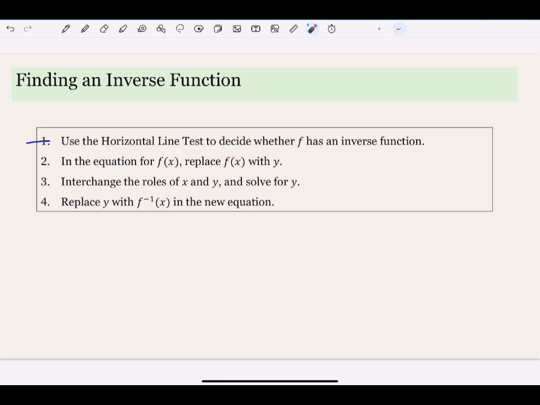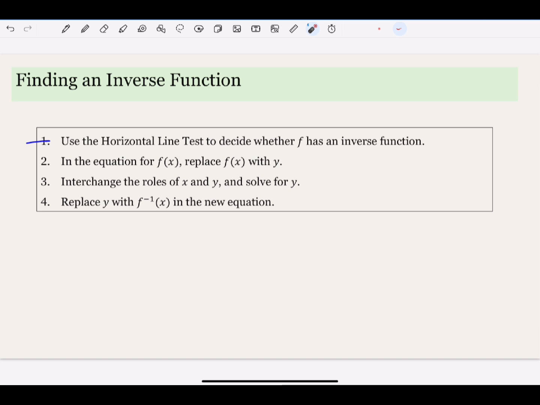If every horizontal line intersects the graph of the function at most once, then the function is one-to-one and it has an inverse. But if a horizontal line crosses the graph more than once, then the function does not pass the test and has no inverse.